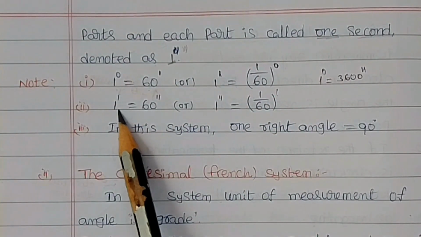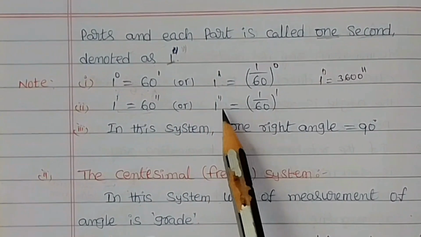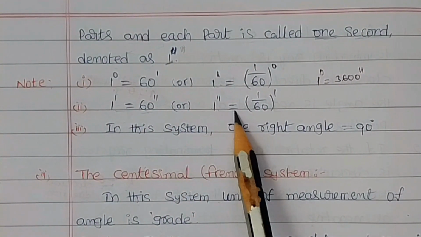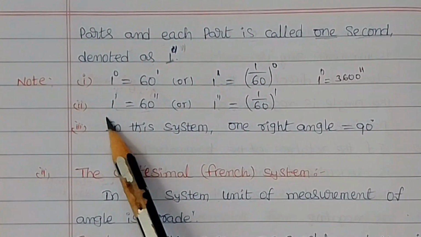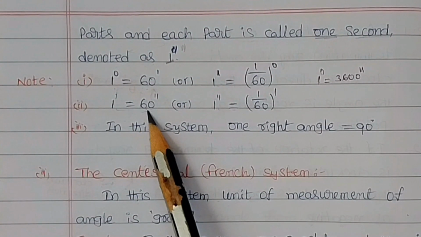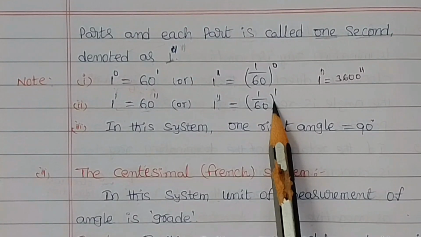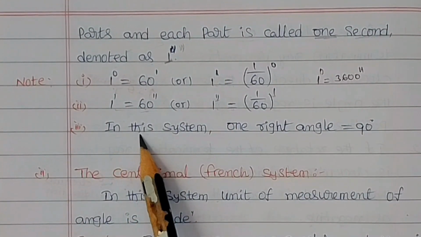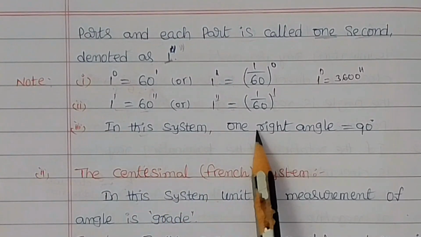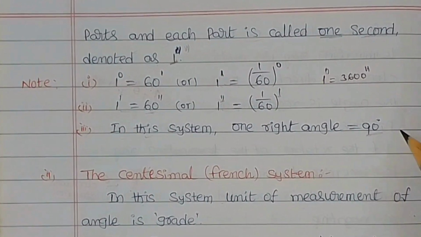Next, 1 minute equals 60 seconds, or 1 second equals 1 by 60 minutes. Simply transposing to the other side means dividing, leaving the remaining 1. In the sexagesimal system, one right angle equals 90 degrees.